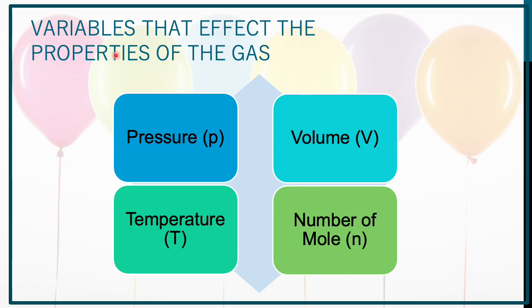Variables that affect the properties of gases. So here actually are all the variables that affect the properties of gases. That is pressure, volume, temperature, and number of moles. Okay, so all these variables mean that all the gas laws, that is Boyle's law, Charles' law, Avogadro's law, Dalton's law, actually depend on all these variables.